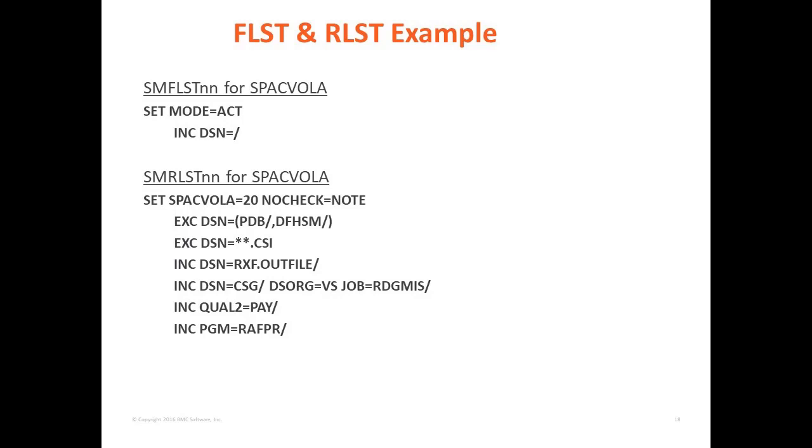We will exclude datasets starting with PDB and DFHSM. We'll also exclude any datasets that have an LLQ of CSI. We could have used exclude LLQ equals CSI, for instance. The datasets that will be allowed to expand to 20 volumes include the following.